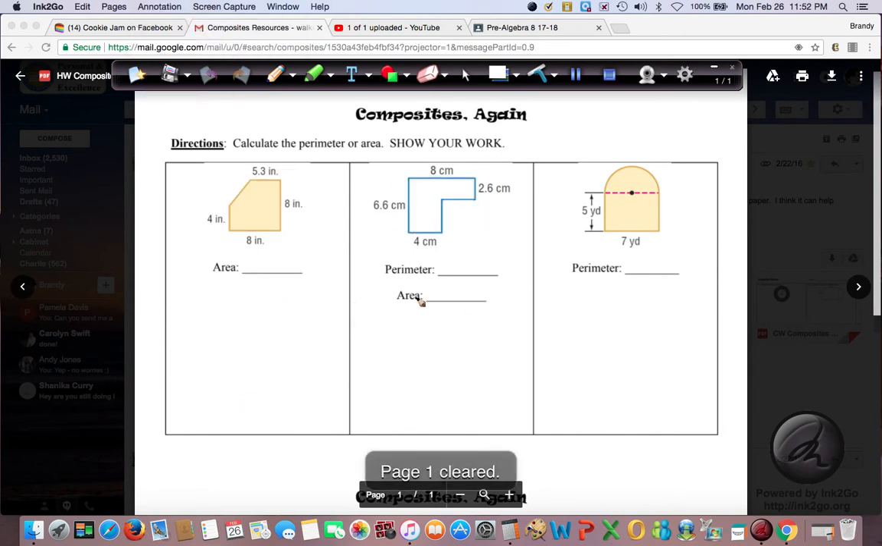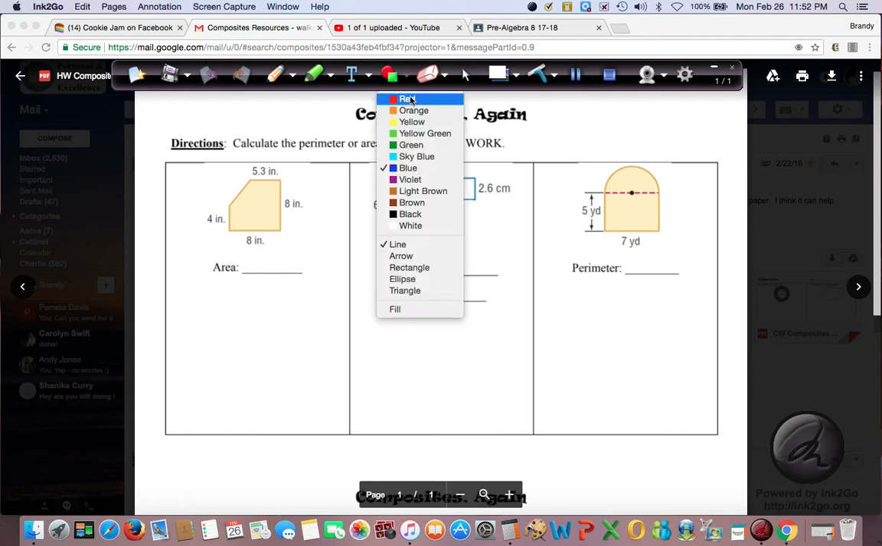Okay, now let's look at area, right here, for this shape. When you're finding area, now is when you break it into 2 separate pieces. Perimeter, you don't worry about that because we don't really care about what shapes are on the inside. We just want to know the outside. For area, we care about our shapes.